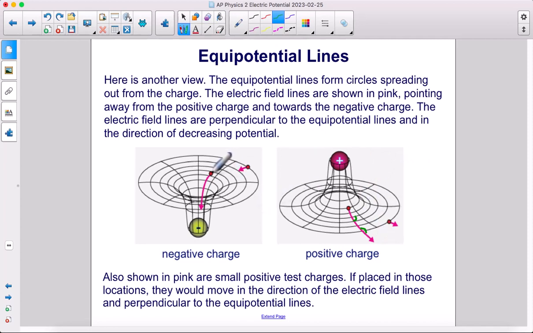Also shown in pink are small positive test charges. If placed in those locations, they would move in the direction of the electric field lines, and therefore they would move perpendicular to the equipotential lines.